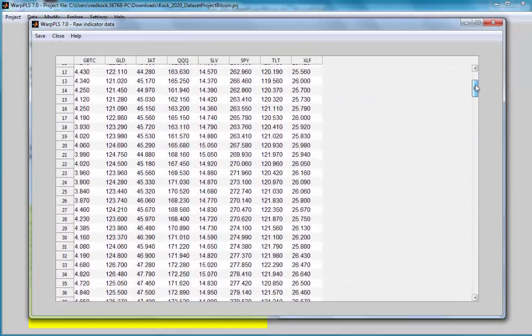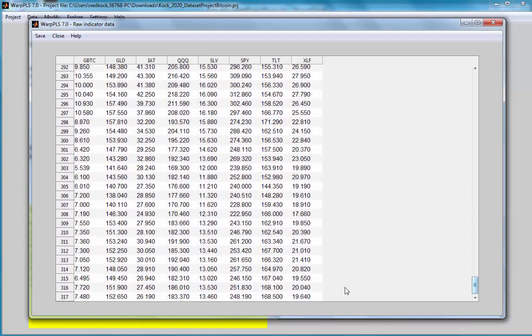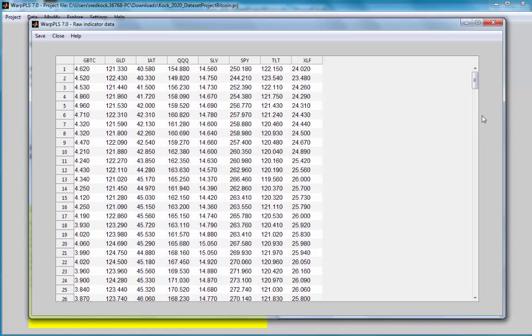By the way, this data tracks the daily closing price of each one of these ETFs, so it's a closing price for the day, and it has been collected for every day since the beginning of 2019 to early 2020.